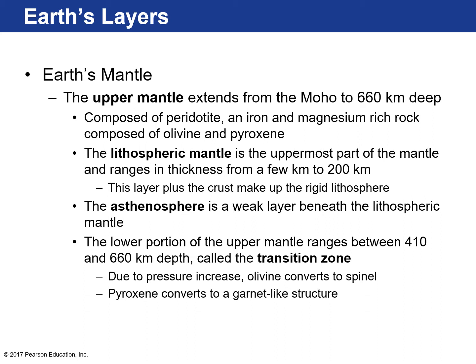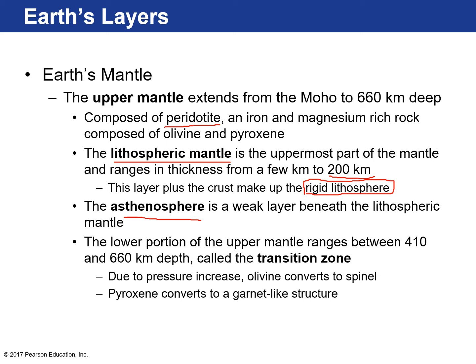Okay, the upper mantle, which is from the Moho to about 660 kilometers, is composed of peridotite, that green rock with a lot of olivine in it. This is also referred to as the lithospheric mantle. The lithospheric mantle is the uppermost part of the mantle, and that's the part that behaves rigidly. It ranges in thickness, and it can go up to about a depth of 200 kilometers. The lithospheric mantle and the crust make up the lithosphere, so the tectonic plates. Underneath this, you'd find the asthenosphere. This is the weak layer beneath the lithospheric mantle. This is what allows lithospheric plates to kind of float on top of the asthenosphere.